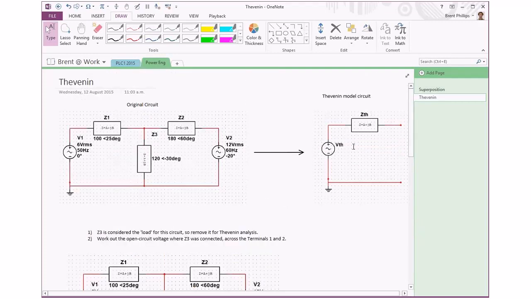Once we've got this model circuit, it means that we can connect any impedance that we like between the open terminals, and we'll be able to very quickly solve a series circuit to find out how much current and voltage will be in that circuit. So there's a quick run through about how to use the method for a Thevenin circuit analysis for an AC circuit. Hope that's been helpful for you.